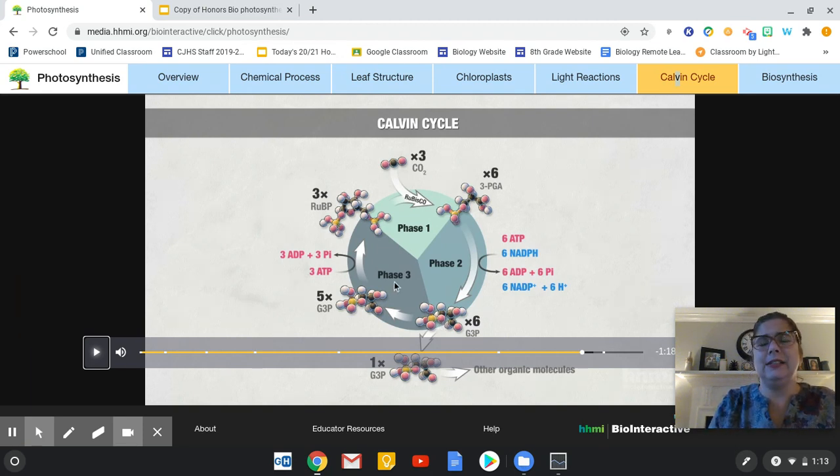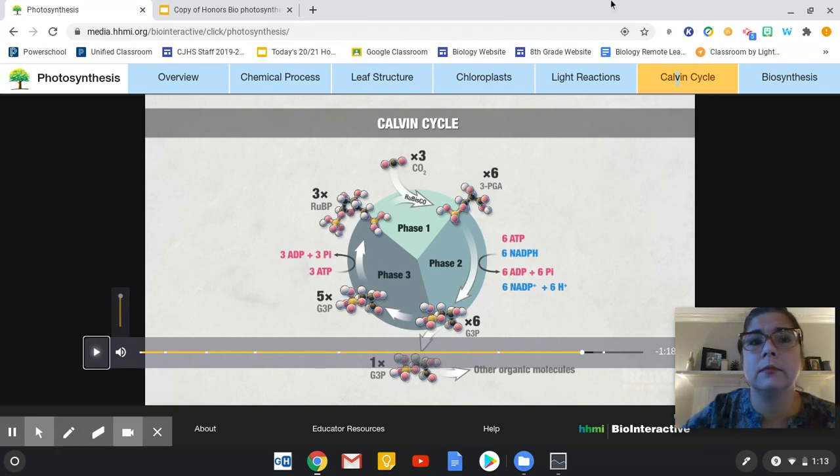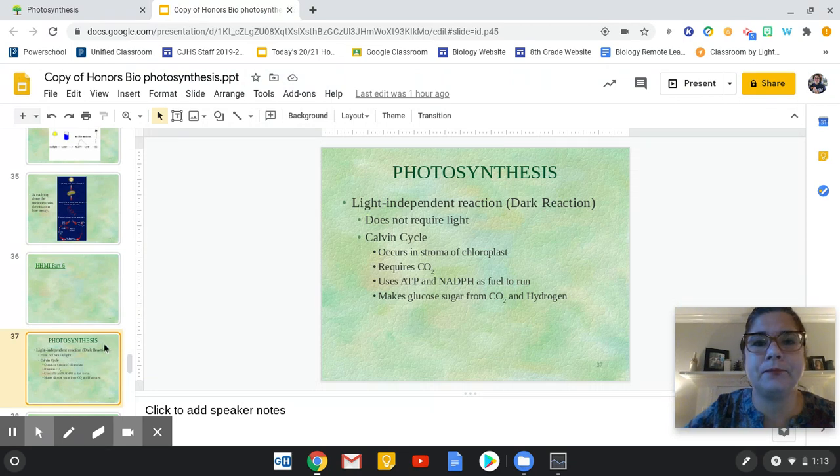And then in phase 3, they break down some parts again because you're going to have to use them again to fix the new carbon dioxide coming in and repeat it. They call it a Calvin cycle because it can go around and around as long as carbon dioxide is coming in, as long as we have enough ATP and NADPH from the light reaction. But this G3P that's exiting out is the part that's going to start combining to form glucose, sucrose, cellulose, and all the other organic molecules of importance here. So let's look at it in our slides.